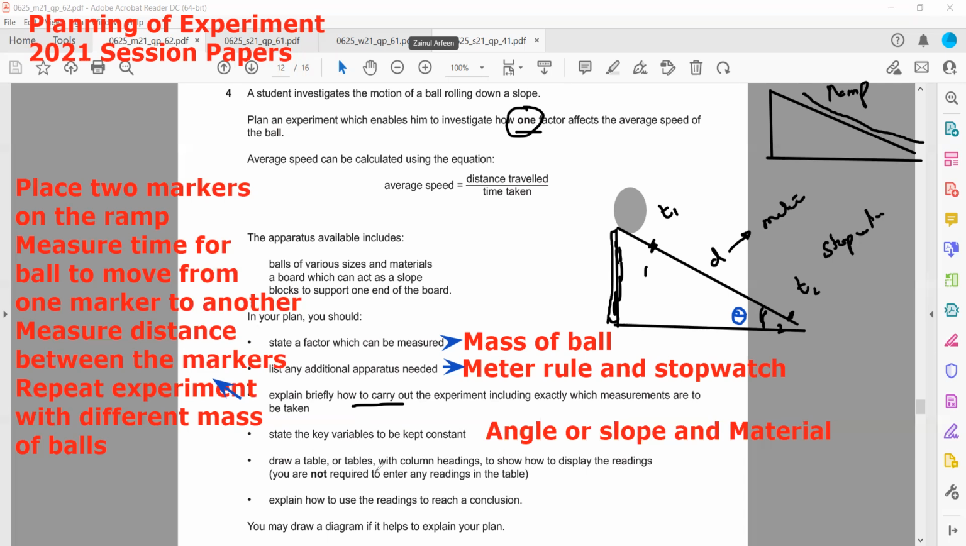Then draw a table or tables with a column heading to show how you display the readings. So draw table or tables. So what table can we draw? And you don't have to write a number because you're not doing the experiment. You're just mentioning how it can be done, so you don't have to mention the numbers.